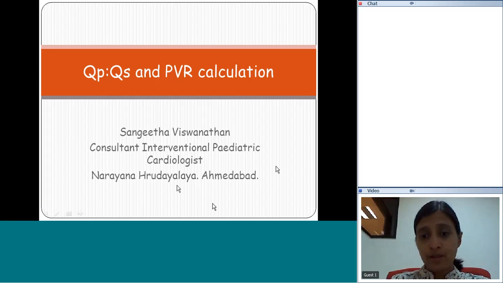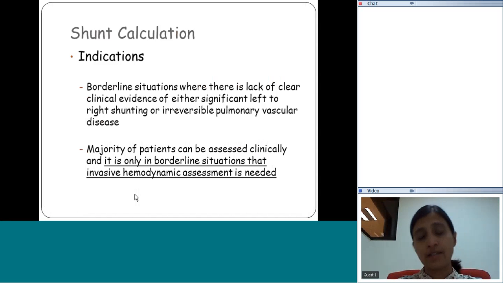Fantastic. So now I think the first thing we need to know is when do we do these calculations? When is it indicated to calculate QpQs and PVR? One should bear in mind that hemodynamic calculations are not perfect. Okay, there is a lot of room for error. So it is not a miraculous solution to all your questions about operability.